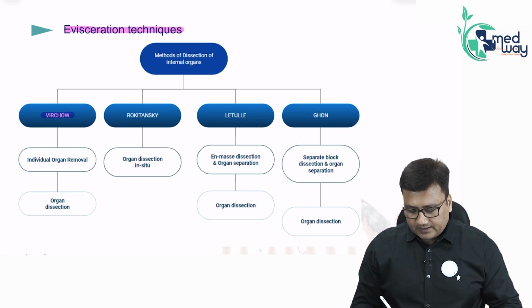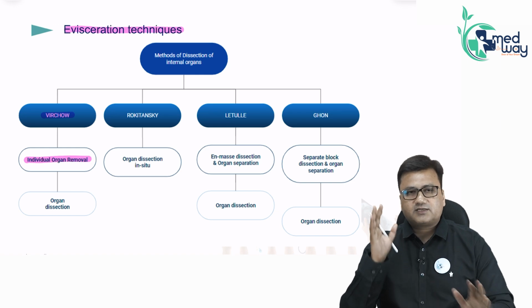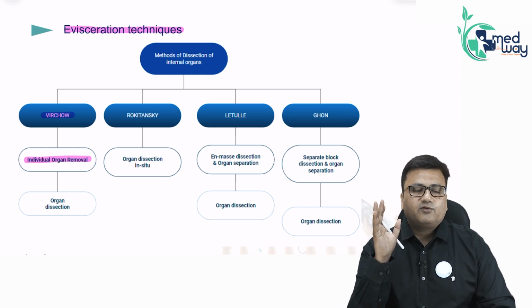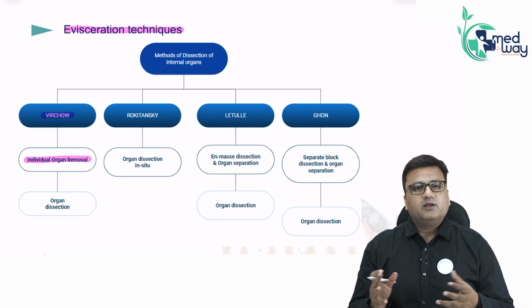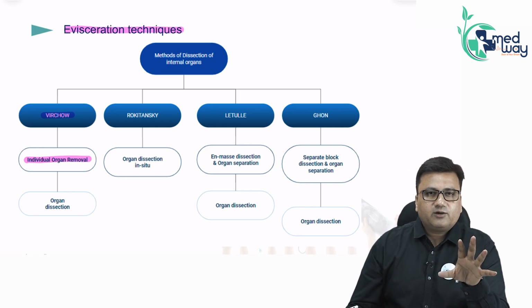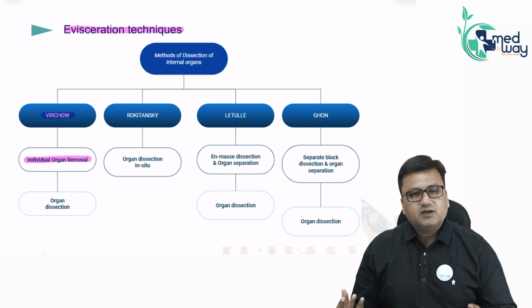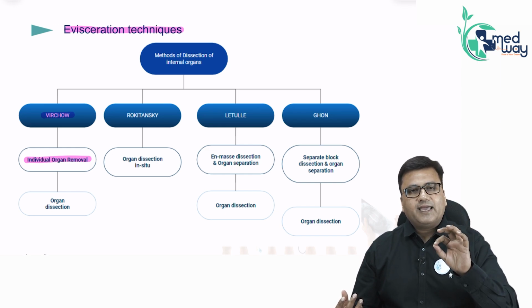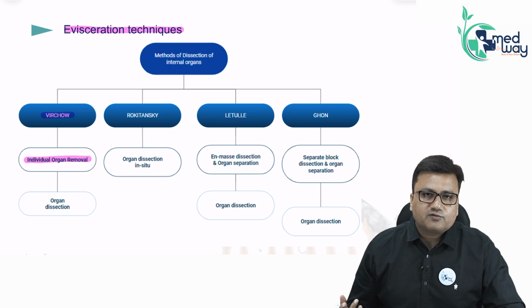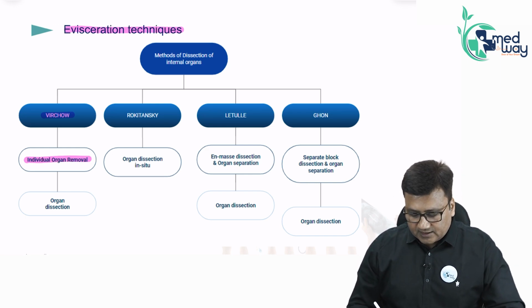In Virchow, there is individual organ removal. So, whatever is the organ of interest, you cut that organ from its attachment. You take that out, you wash that organ, you dissect that organ, you inspect that organ, you put it back, and now you cut out the next organ of interest. So, you take out organs from the body one by one. That is called Virchow's technique. Okay. Second is Rokitansky.